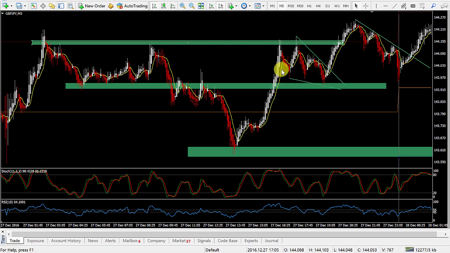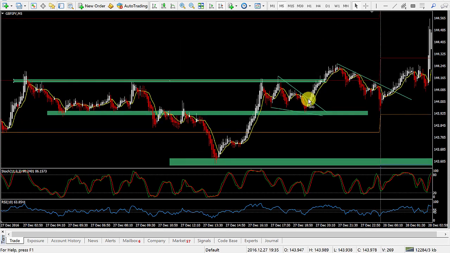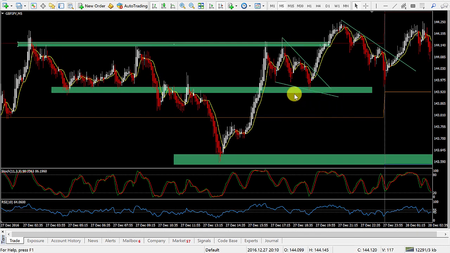And then don't get confused by complex pullbacks and local highs and lows. These are not incredibly important to us. These are important for us to get back into the trend, the overall trend, but they don't mean anything regarding where the overall market is headed.